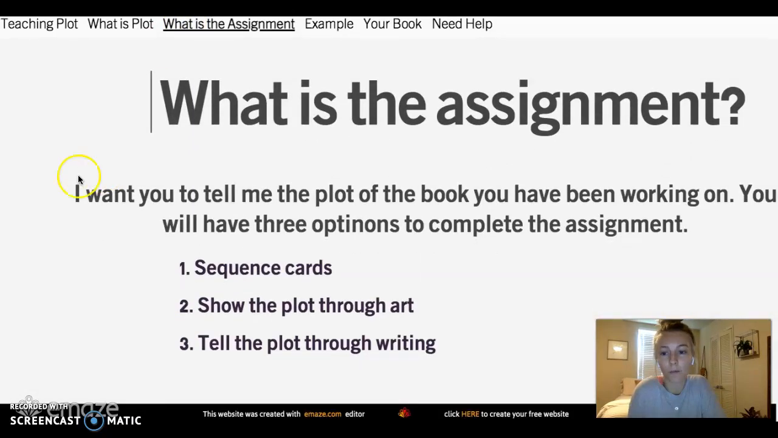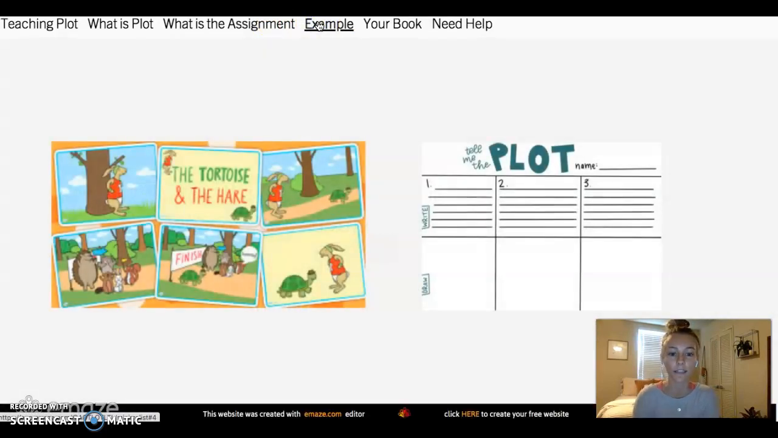So the assignment that we're going to be doing. I want you guys to tell me about the plot of your book, the book that you guys have been working on and that you've been reading through. So you're going to have 3 different options to complete this assignment. You can use sequence cards that correspond to your book. You can show the plot through art, or you can tell the plot through writing. And I'll show you an example of what those assignments will look like.